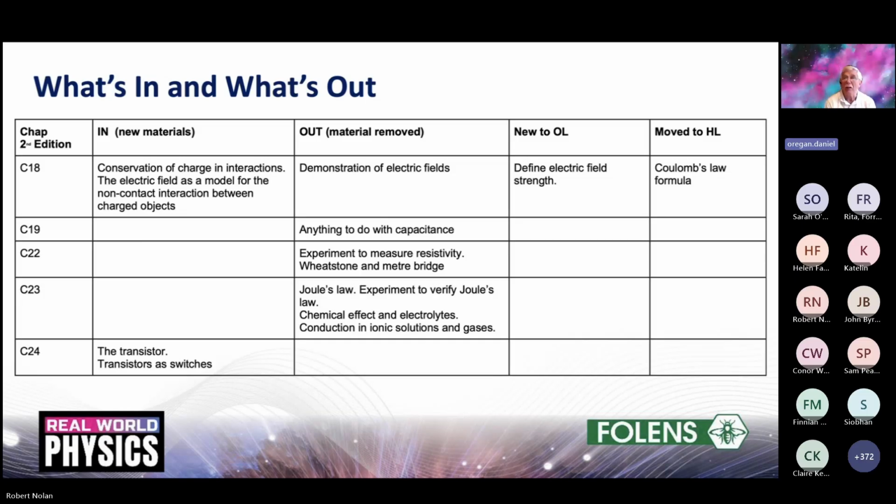New to ordinary level. The definition of electric field strength is new to ordinary level. But they wouldn't be doing any calculations because, according to the specs, the formula E equals F over Q is not on ordinary level, but they need to be able to give the definition of electric field strength. Coulomb's law formula has moved to higher level, but ordinary level pupils will still need to know that it's an example of an inverse square law, and presumably that the force depends on the product of the charges, but they wouldn't be doing numerical calculations with the full version of the formula.